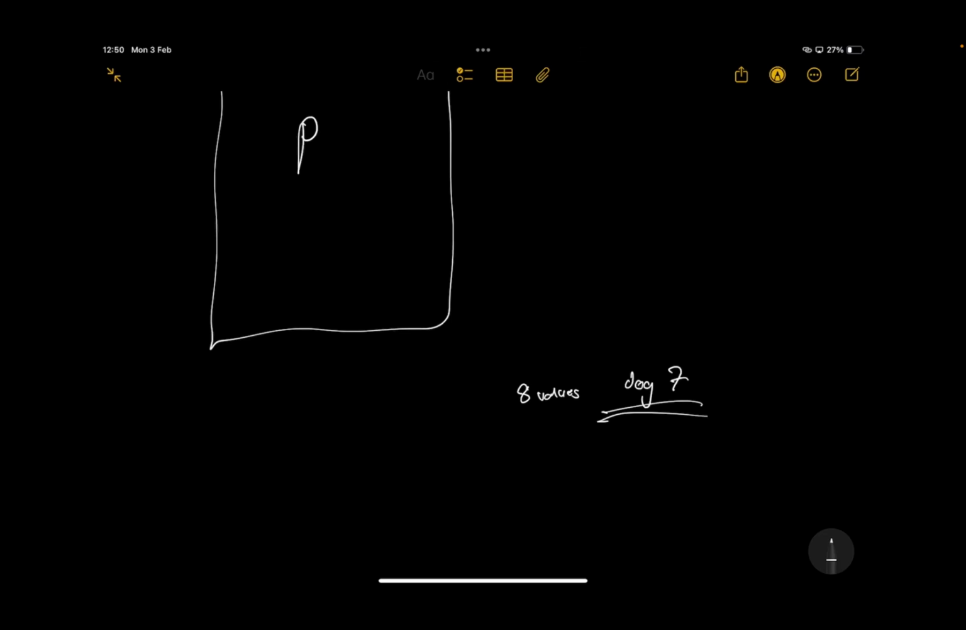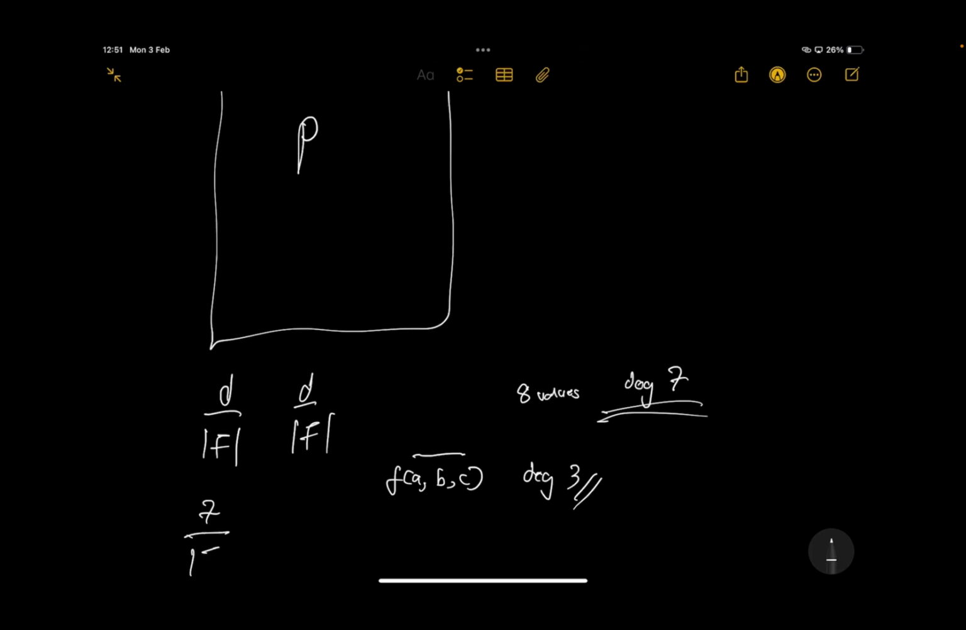So f of a, comma b, comma c, right? And then the degree of a multilinear polynomial is basically just count how many variables there are. So the degree of this is 3. So we're able to represent 8 values in a univariate polynomial, but it's degree 7, while this one we're representing in a multilinear polynomial in degree 3. So when you do d over size of f, for the same data this one is going to be 7 over size of f, while this other one is going to be 3 over size of f.